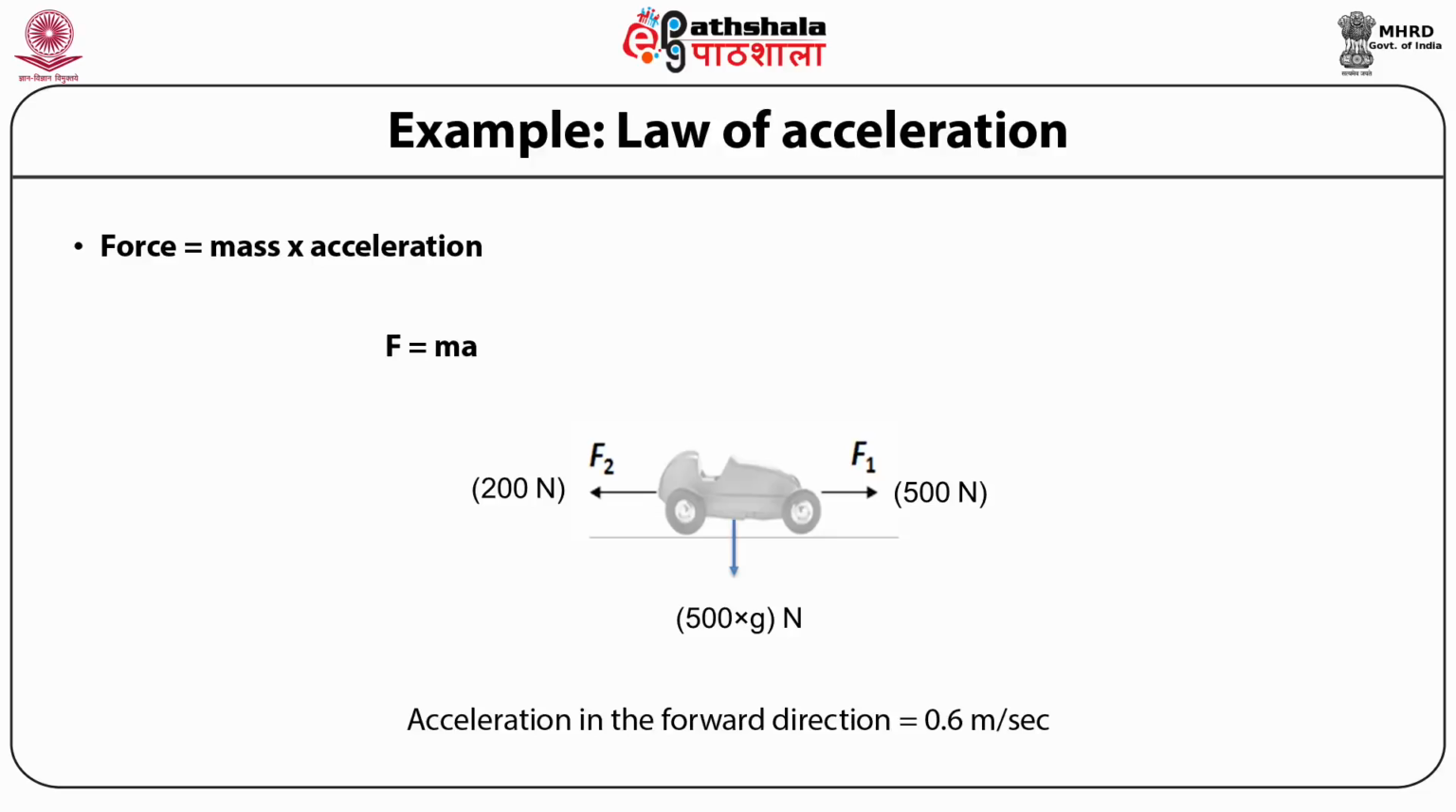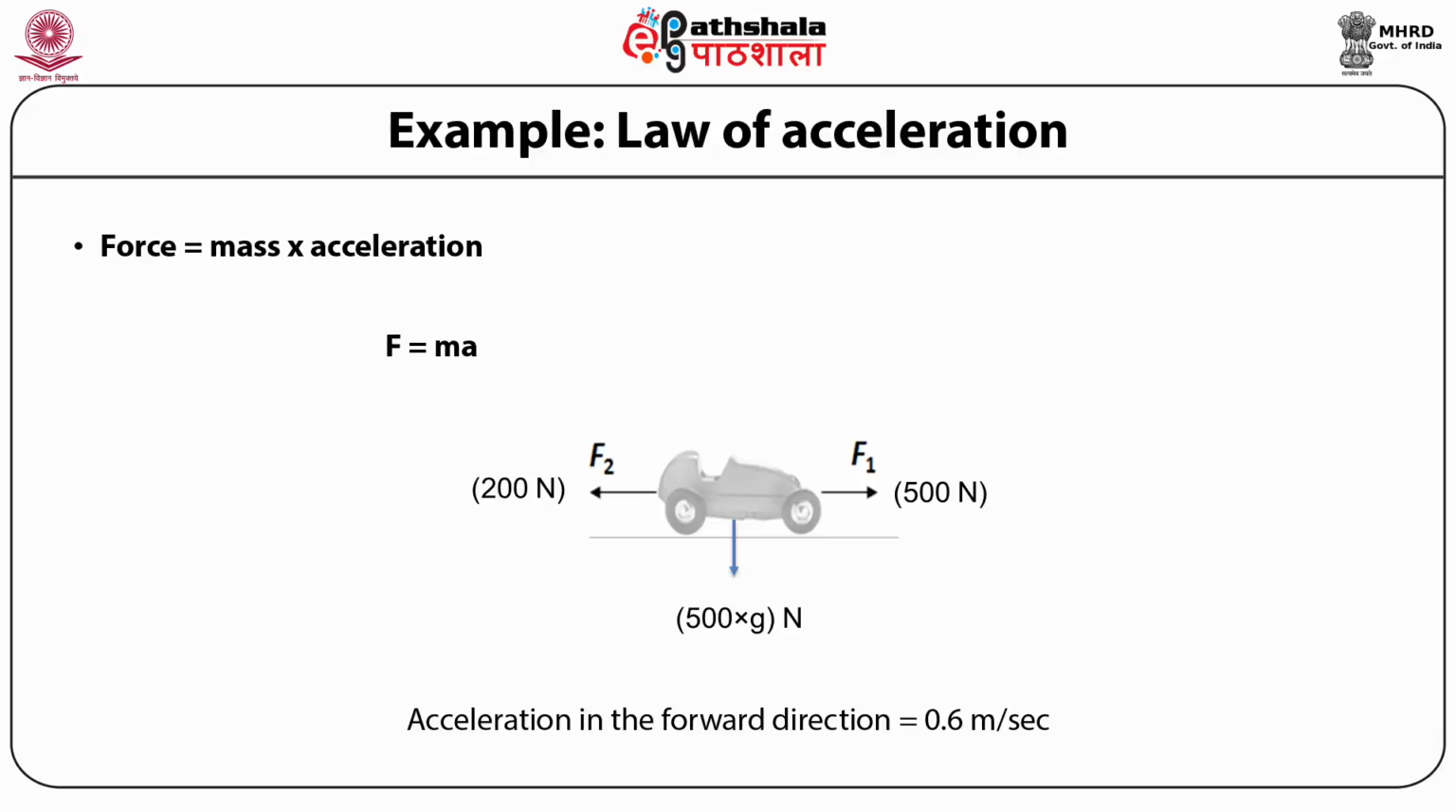In this example, you have a car which has mass m equals 500 kilogram. You multiply that with the gravitational acceleration, you get the force, which is gravitational force in terms of Newton if you are using MKS system of units. The forward force F1, let's take it to be 500 Newton, and the frictional force, which is opposite to the direction of motion, let's take it to be 200 Newton.